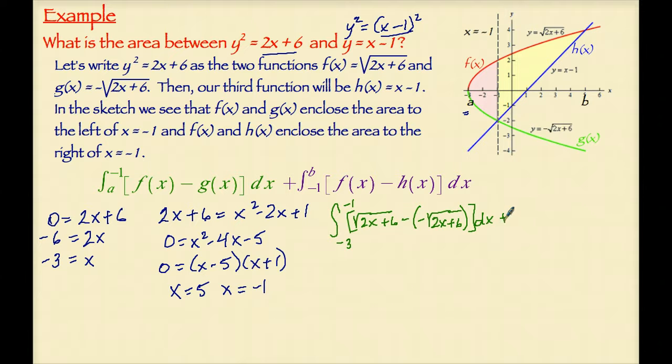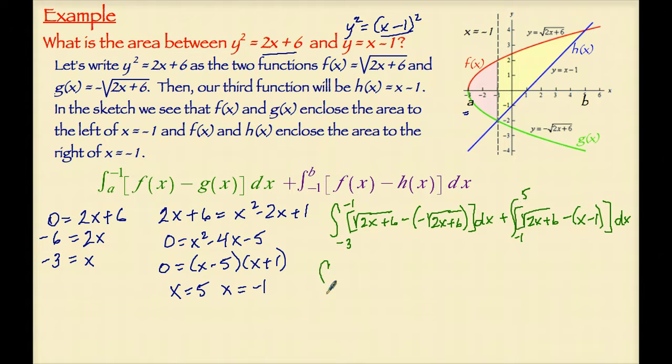Then we'll add to that a second integral from -1 to 5. The top curve is the positive square root of 2x plus 6. The bottom curve is the line x minus 1. Again, integrated, of course, with respect to x.